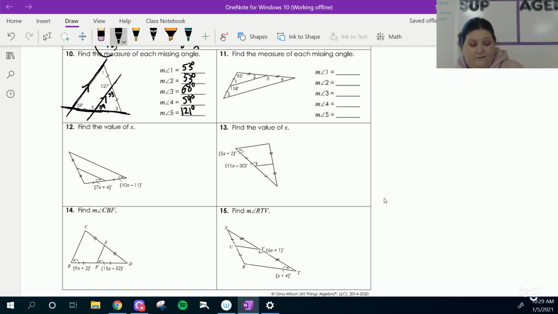So I did 59 plus 53, and I subtracted what I got from 180.